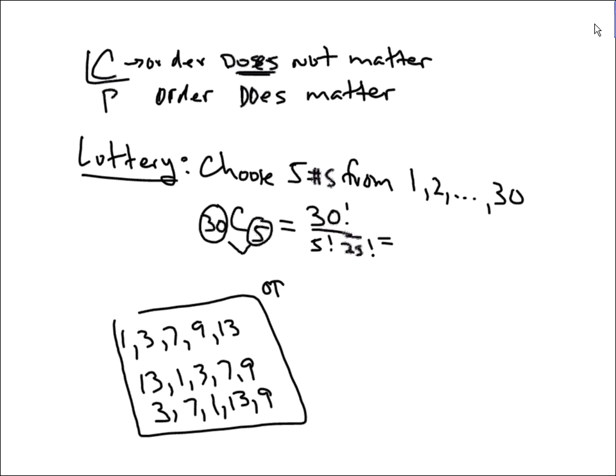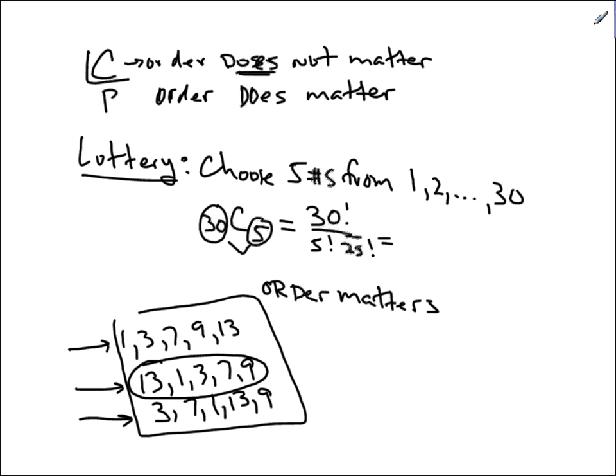But what if the order does matter? The order matters. That is, these 3 lottery tickets are different. They have the same 5 numbers, but they're different because the order is different. That is, if 1, 3, 7, 9, and 13 are the 5 numbers that came up, you may not have won. You have to get it in that order. That'd be a winner. The others would be a loser. You have to get it in a particular order.